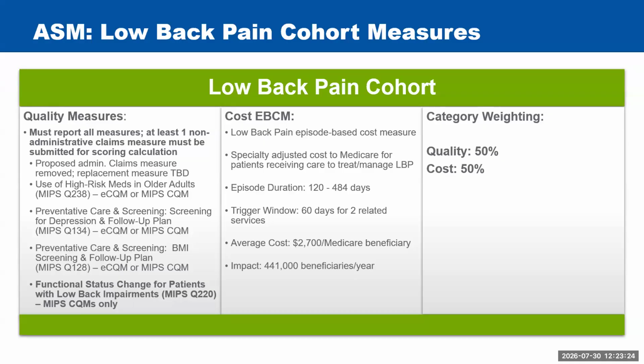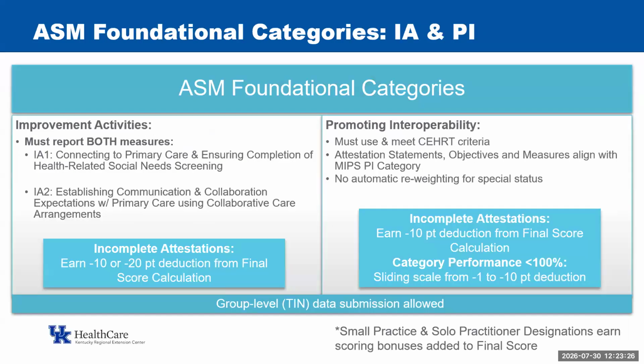So let's talk about this foundational layer piece to each cohort. This slide explains how improvement activities and promoting interoperability fit into ASM. As you might have noticed, quality and cost being at 50% each leaves really no room for improvement activities or promoting interoperability to contribute to your final score. These categories are treated more like that foundational expectation. The model assumes clinicians are functioning at full performance in these areas.